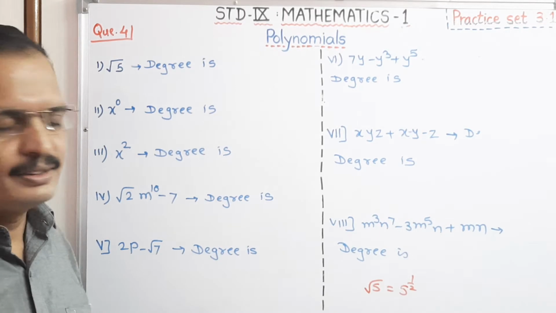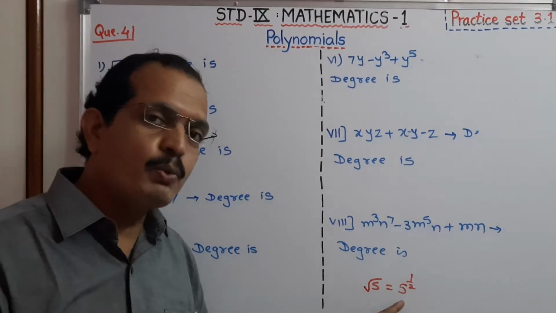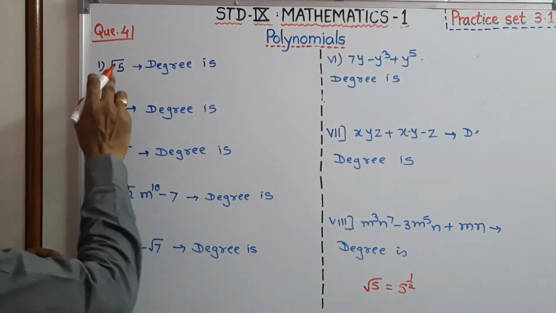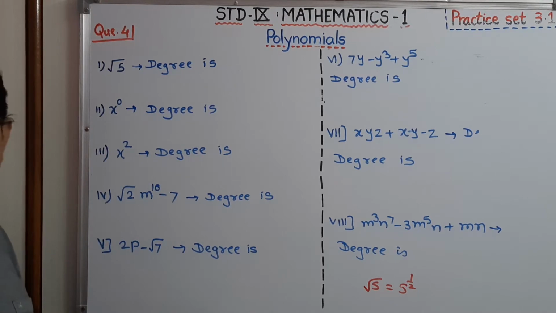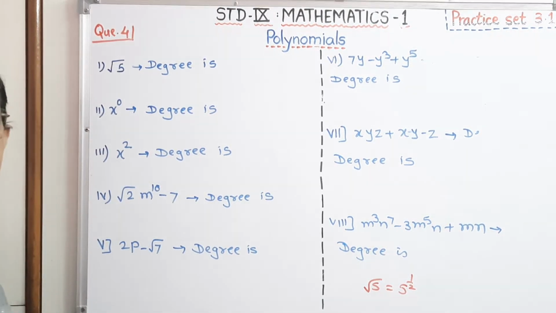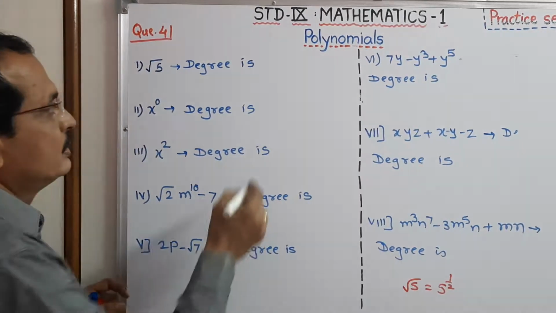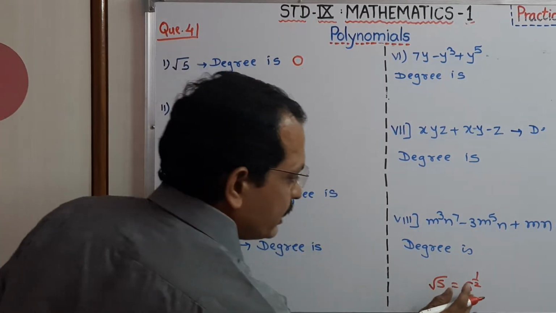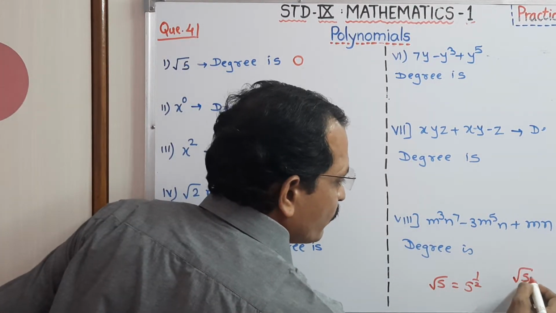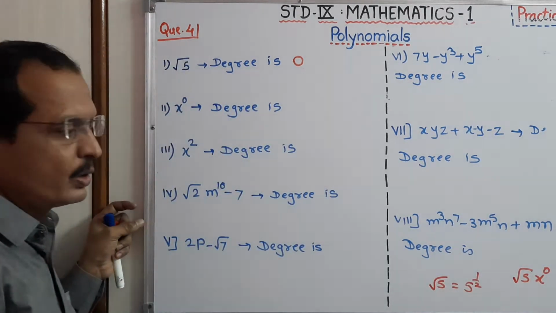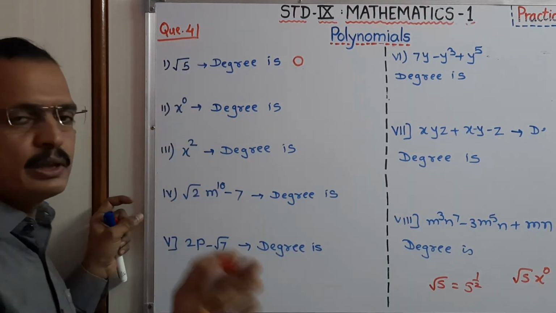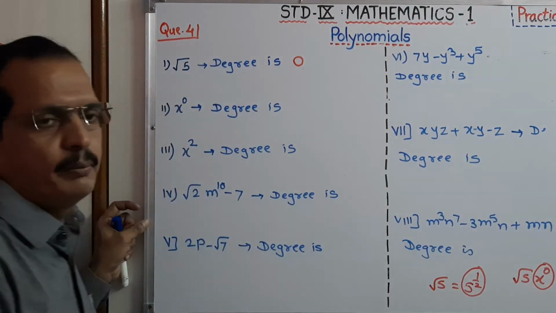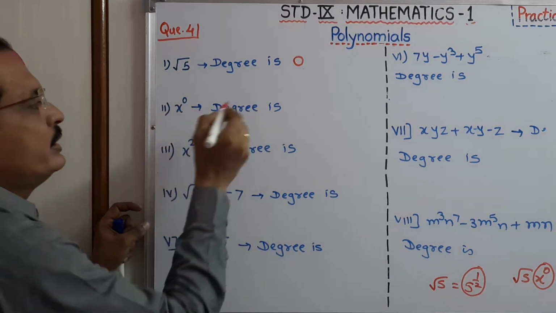No, dear student. See here, this is the index of the coefficient. We have to see the index of the variable. Here a constant polynomial is there, and dear student, the degree of a constant polynomial is 0. Therefore the degree of this polynomial is 0. It is like root 5 into x raised to 0. Got it? Therefore we have to consider only the index of the variable, not the coefficient. See, x raised to 0, degree is 0.